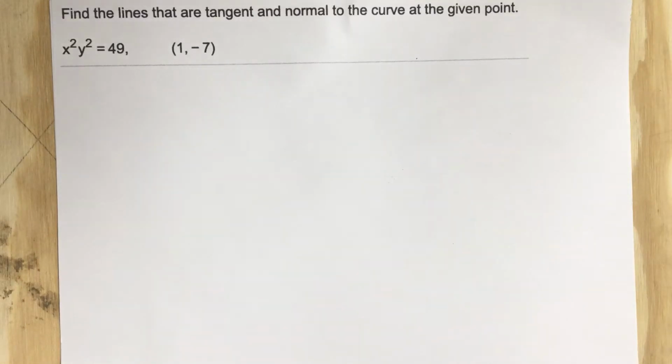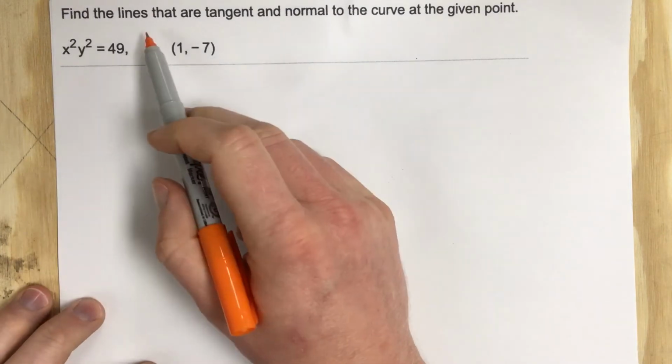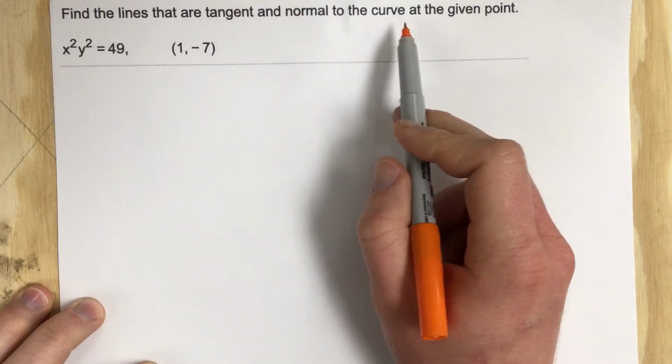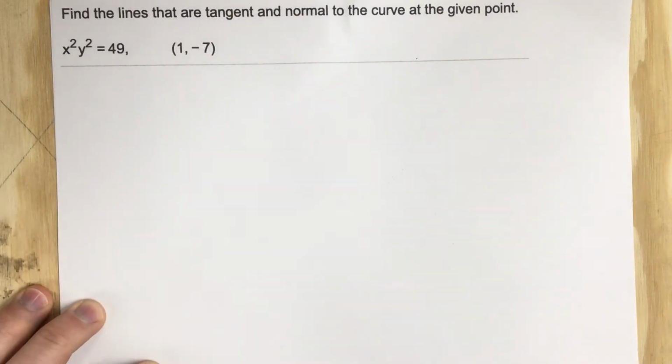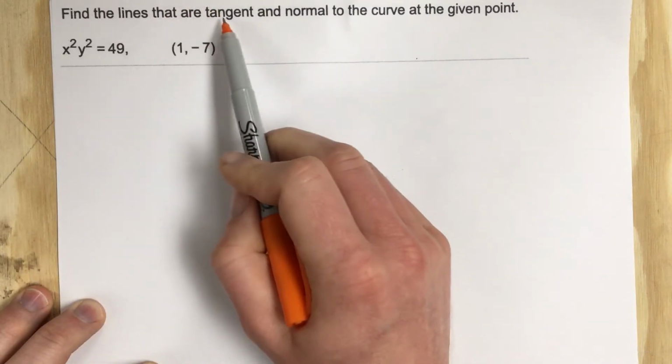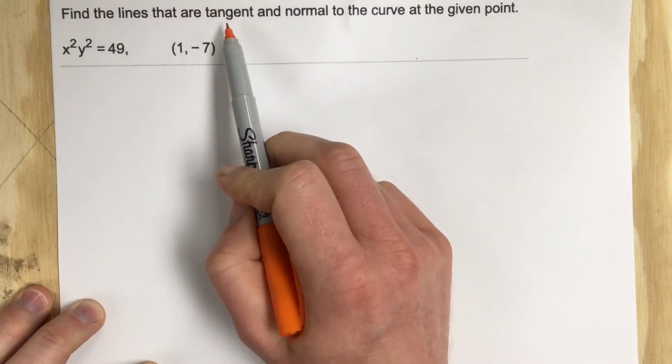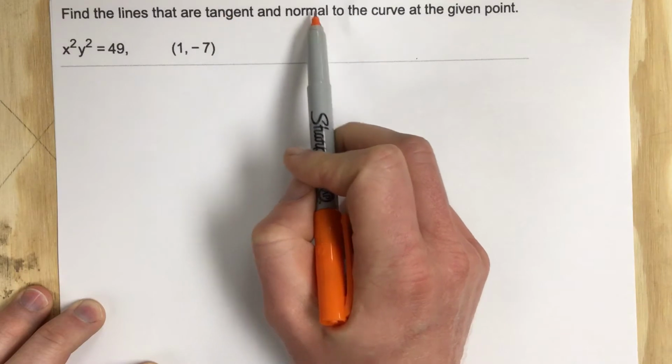This is problem number 9 from section 3.7. In this problem it says, find the lines that are tangent and normal to the curve at the given point. So they want us to find the lines that are tangent and normal, which means we need to find the slope of the tangent line and the slope of the normal line.